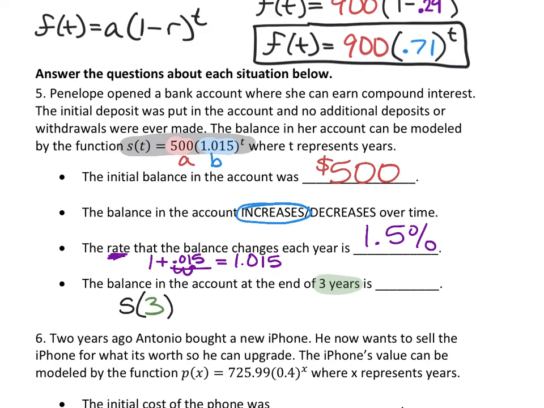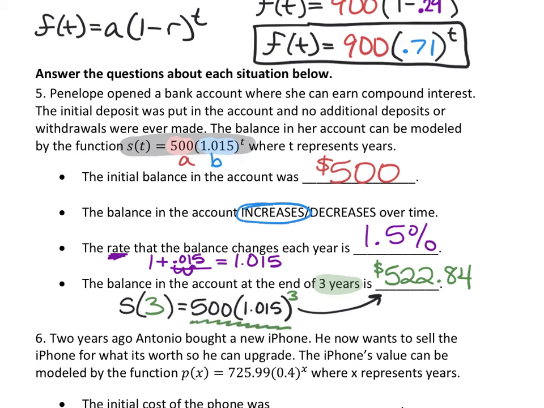We're going to plug in a 3. So we have 500 times 1.015 raised to the third power. We're going to plug and chug that into a calculator, and we would see that the amount in her account after not touching it for 3 years has grown to $522.84. All I did was plug this entire thing that doesn't have any exponents or any variables left into a calculator like Desmos, and it will calculate the output for me.